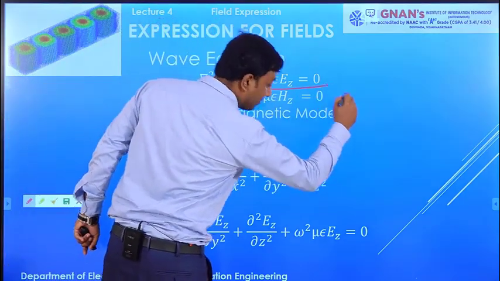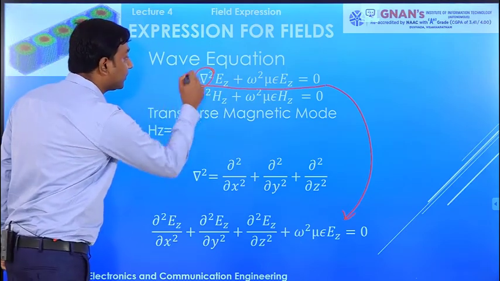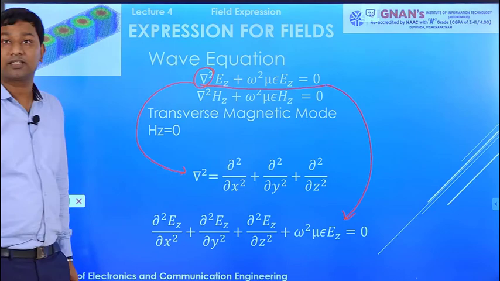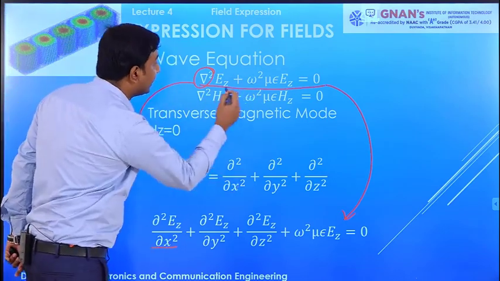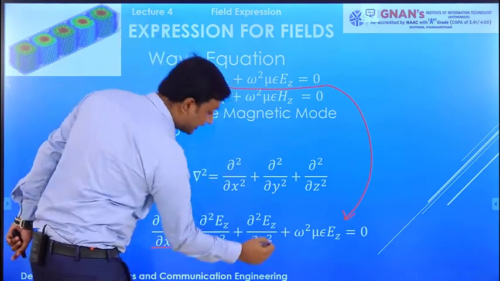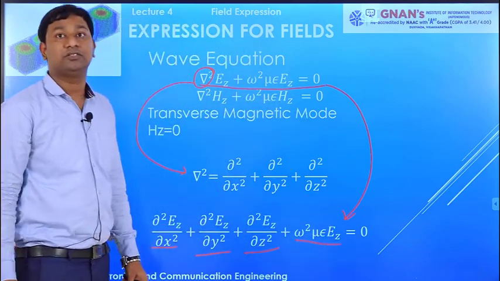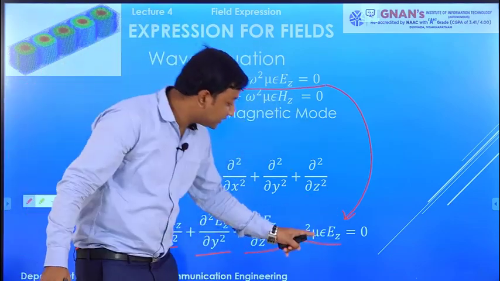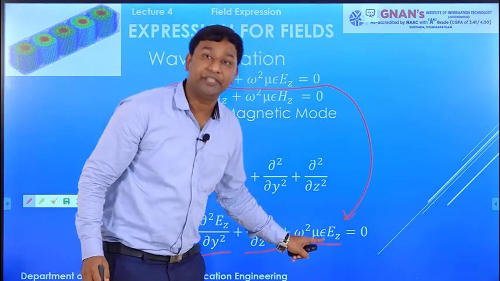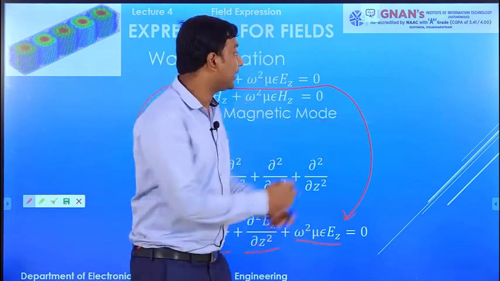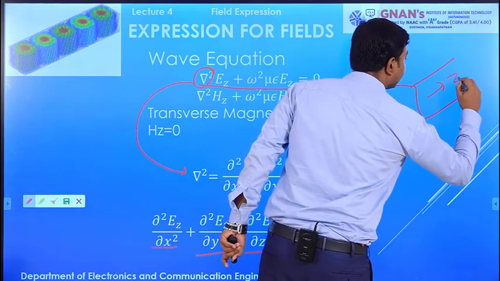That equation we have rewritten there. So what changes here is that instead of del square, we will place this del square: del square Ez by dou x square, del square Ez by dou y square, del square Ez by dou z square, plus omega square mu epsilon Ez equal to 0. Where omega is the frequency, mu is the permeability of the medium, epsilon is the permittivity of the medium, and z is the direction of the propagation of the wave.